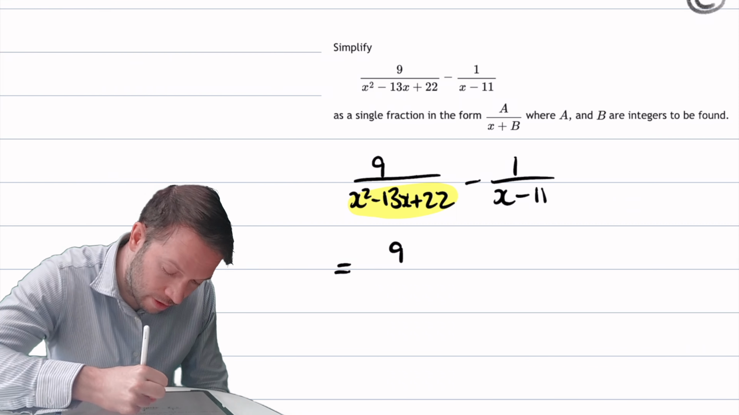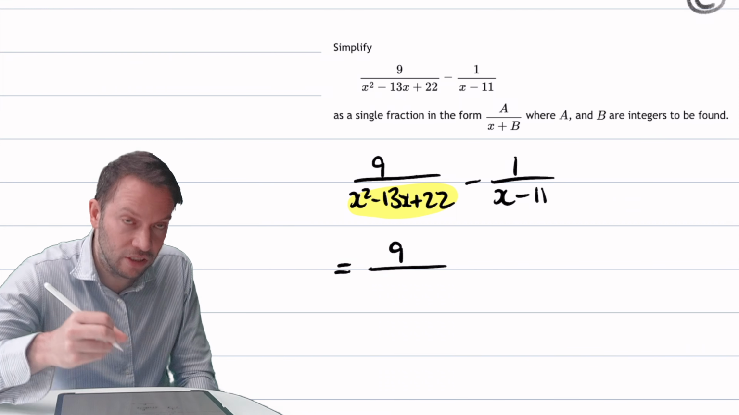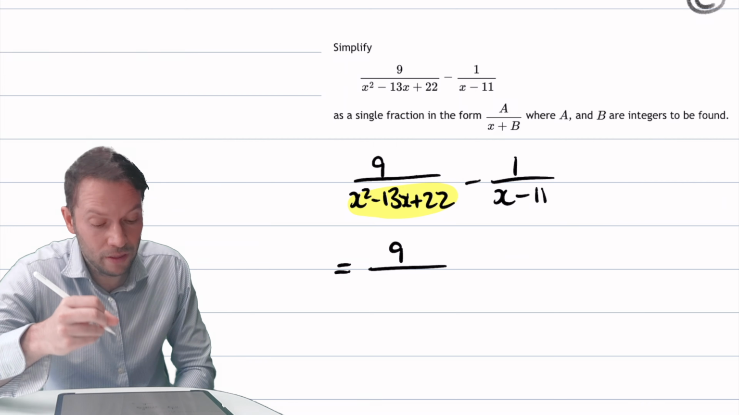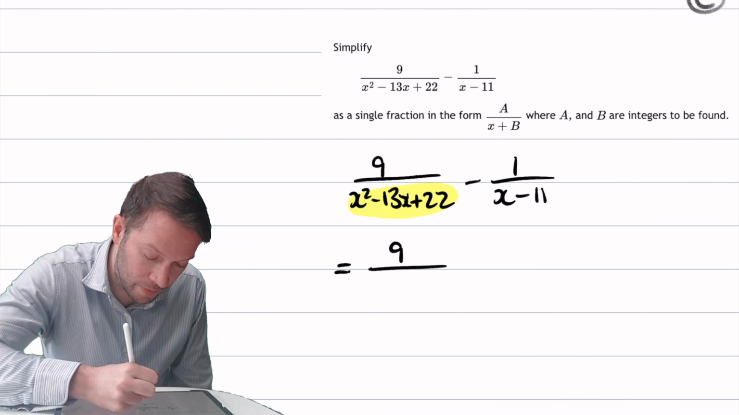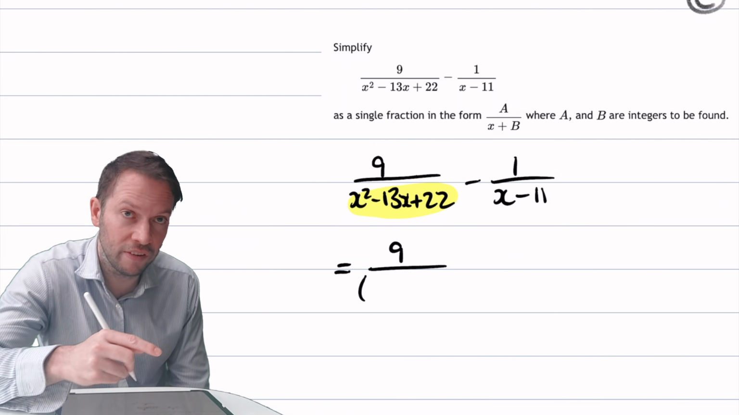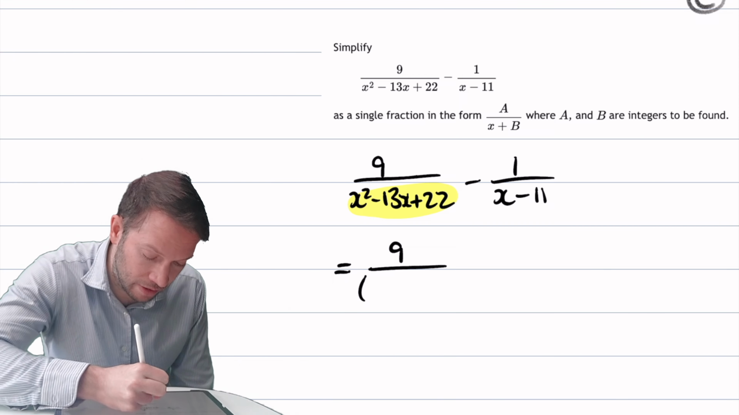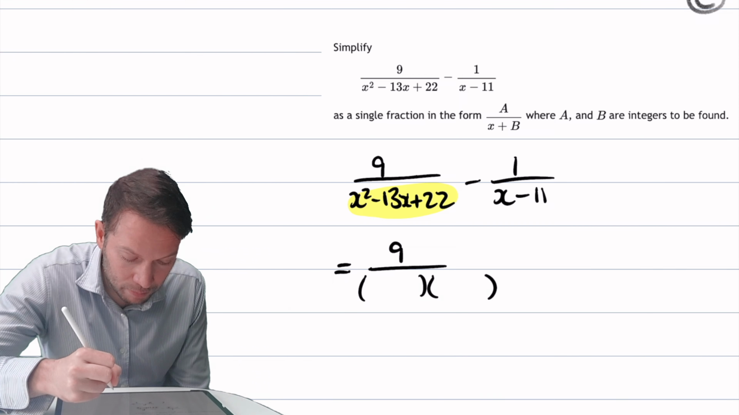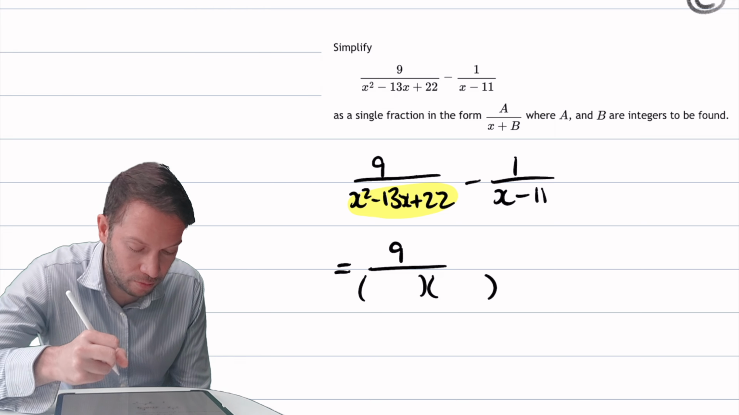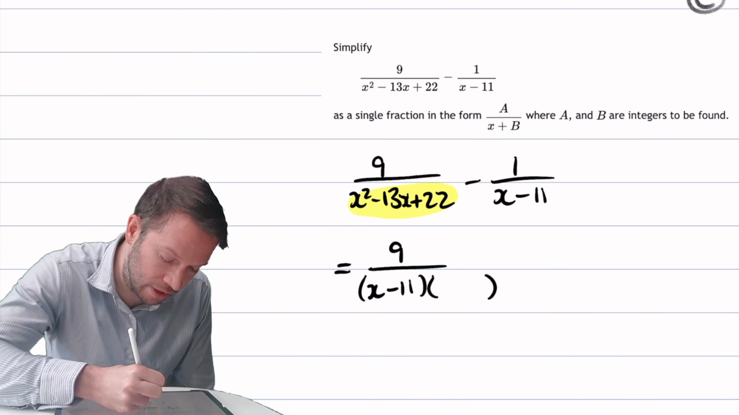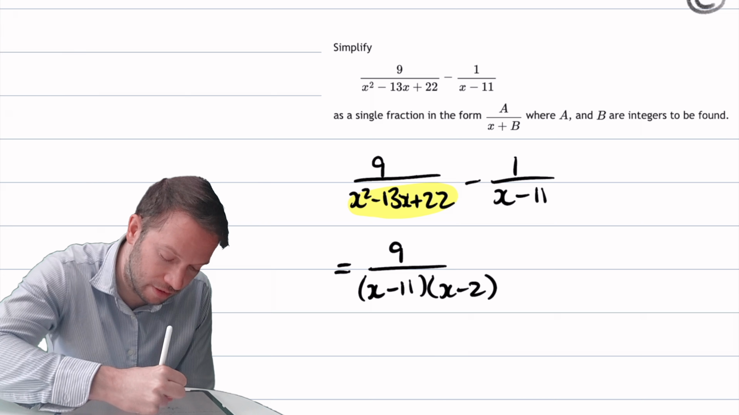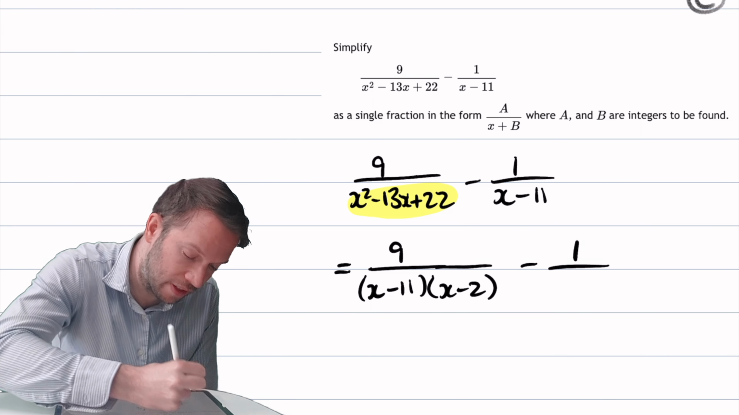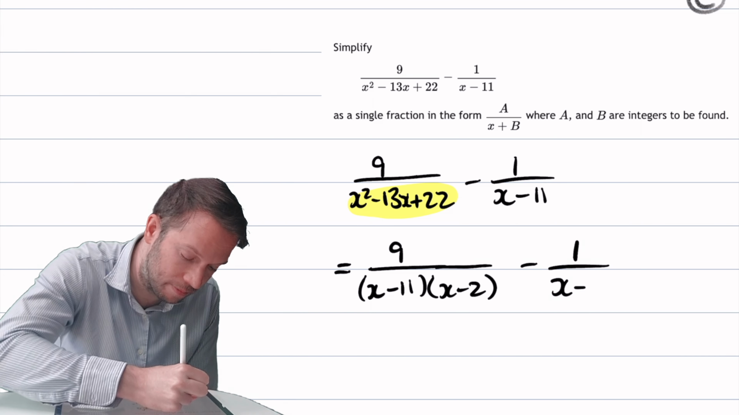So, this quadratic here, we just need two numbers that add to give the minus 13 and multiply to give the 22. And by the way, if you don't know how to do quadratic factorisation, then please do watch my videos on that first. So those two numbers which add to minus 13 and multiply to give 22, they're minus 11 and minus 2. So those will be the two brackets. And then let's just copy this. There's nothing we can do with that second fraction yet.